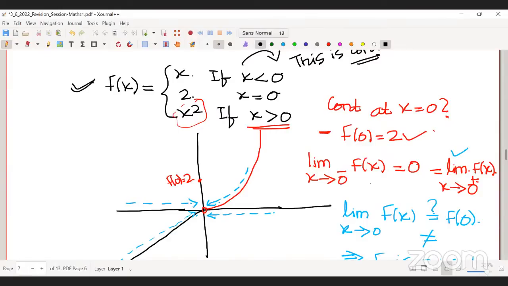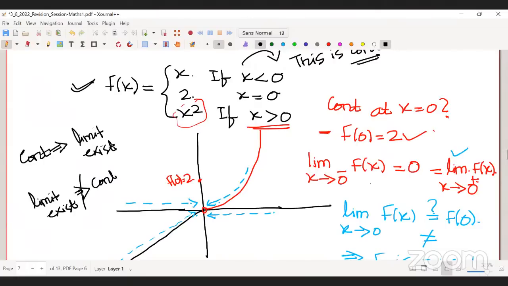So again, continuity implies limit exists. Limit will exist. And limit exists doesn't imply continuity. This is the perfect example, whatever we have discussed now. Here the limit of this function exists at x equal to 0, but this is not continuous. That's why, remember, continuity implies limit exists, but limit exists doesn't imply that the function is continuous.